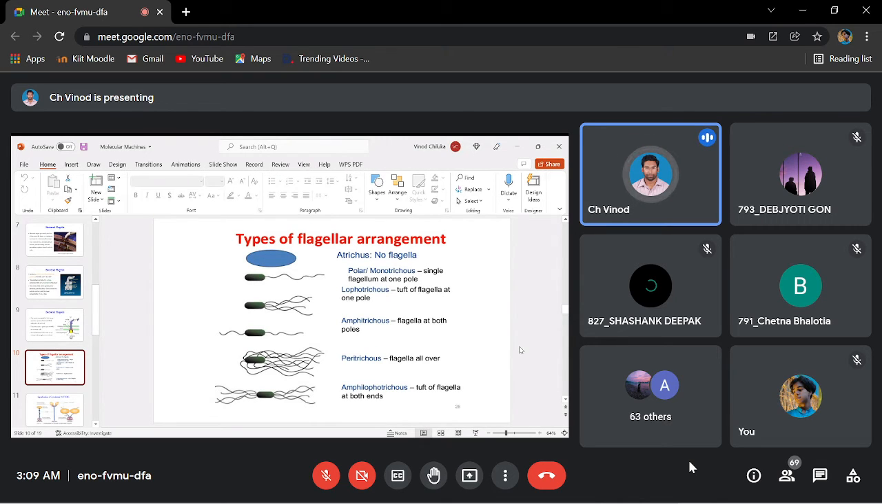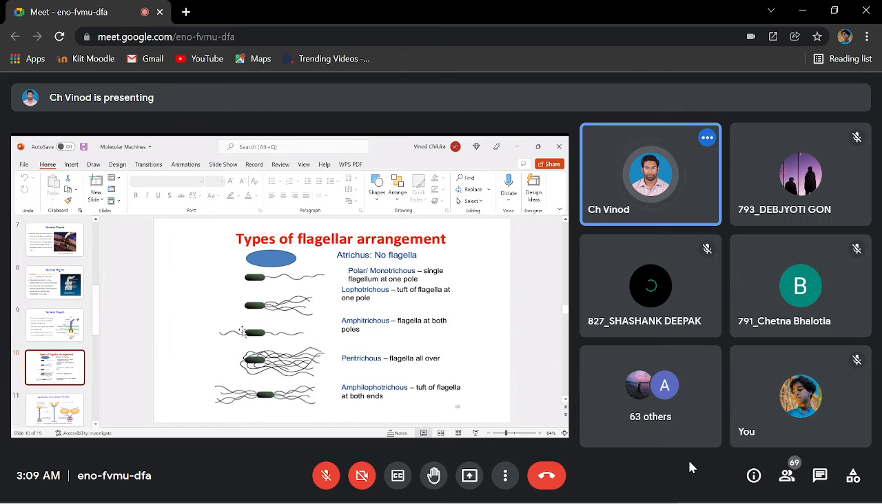They don't have any moving structure at all. Okay, so these kind of bacteria are atrichous, which means no flagella on the body of the bacteria. Then monotrichous, which means there is just one flagellum available at one end of the bacteria. That's called monotrichous. Then lophotrichous, which means you have many flagella available at one pole of the cell. So that's called lophotrichous.